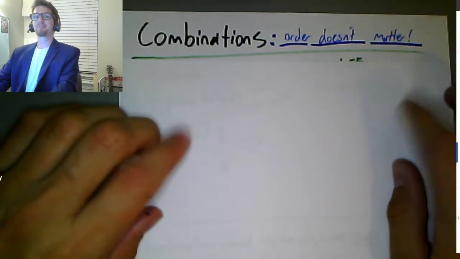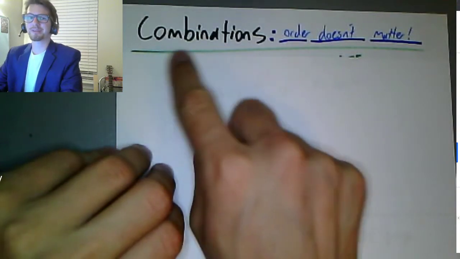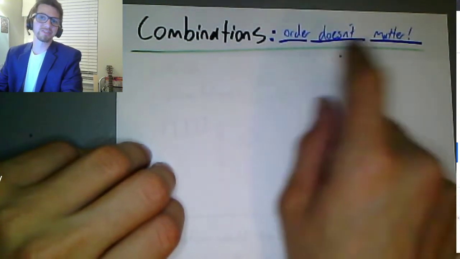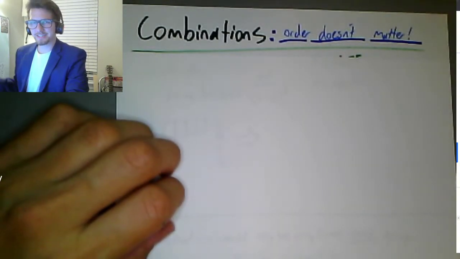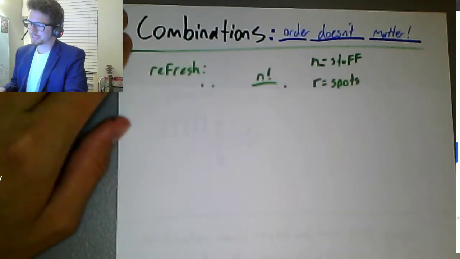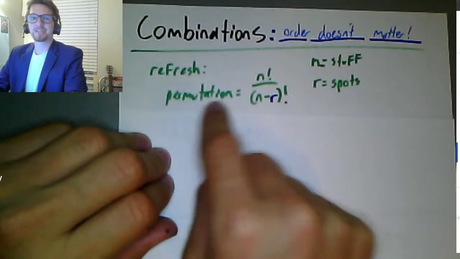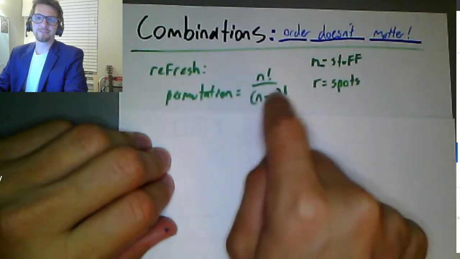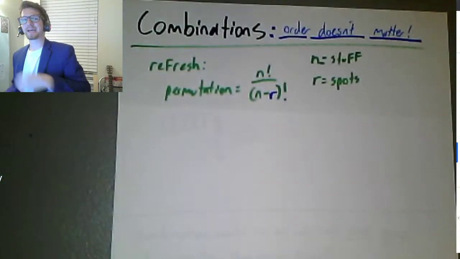So let's continue where we left off. Yesterday we talked about permutations. Today we're going to talk about combinations, where order doesn't matter. All right? So let's get back to the familiarity of what exactly we're talking about. Yesterday we talked about permutations, and we had a little equation for it, where n was our stuff we had and r was our spots we had.